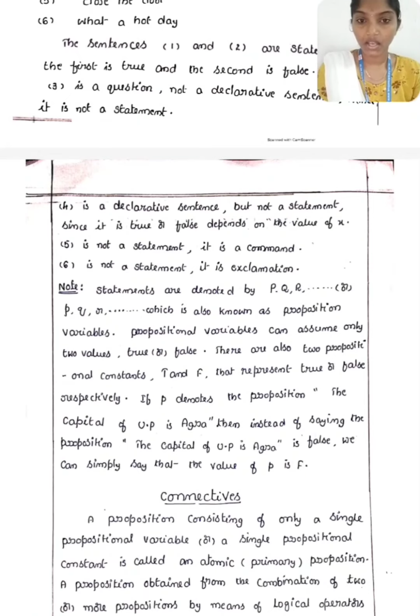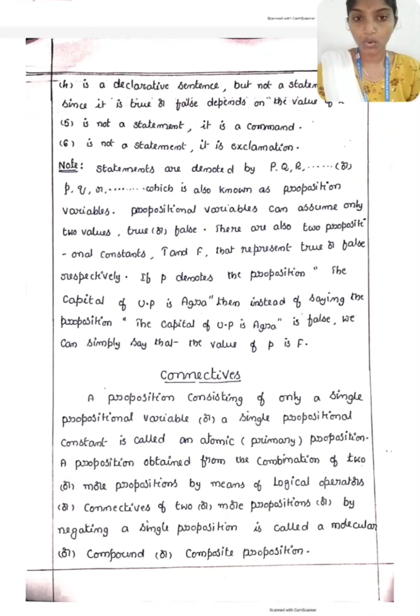Note: statements are denoted by small p, q, r or capital P, Q, R, which are also known as propositional variables or propositions. Propositional variables can take only two values, true or false. There are two propositional constants, T and F.